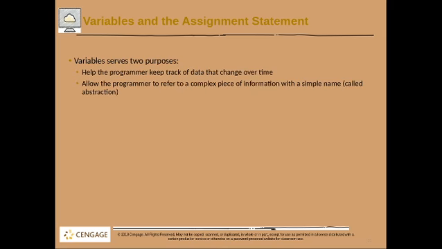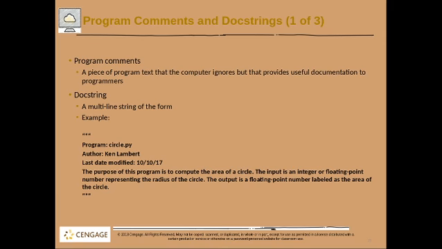A variable serves two purposes. It helps the programmer keep track of data that change over time, and it allows the programmer to refer to a complex piece of information with a simple name. Okay, so let's discuss program comments and document strings in the next video.